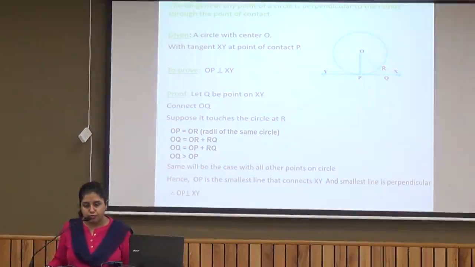So thus the theorem is proved that the tangent at any point of a circle is perpendicular to the radius through the point of contact.